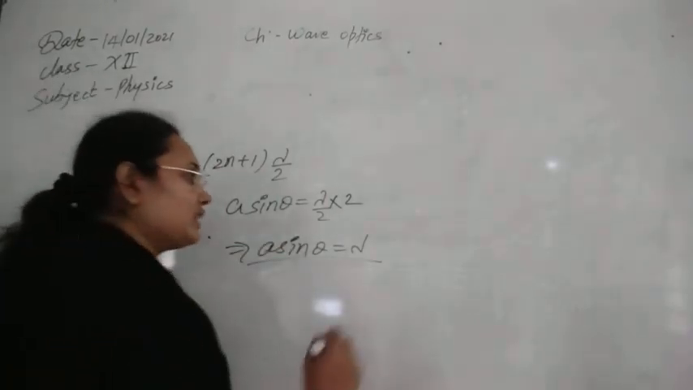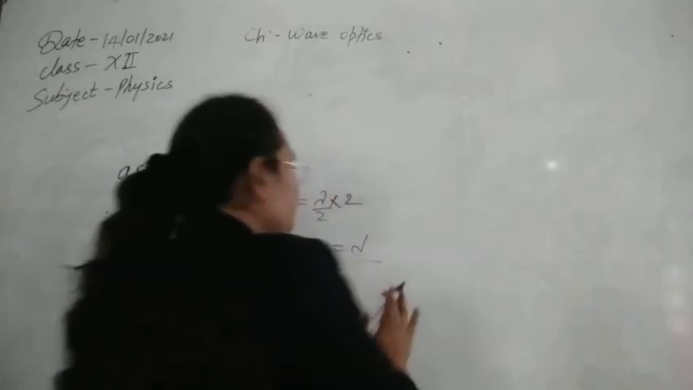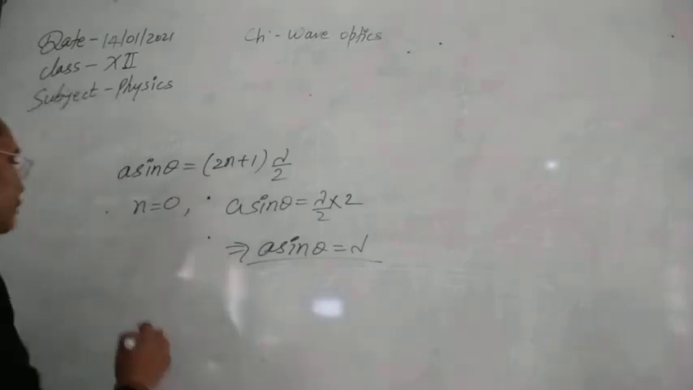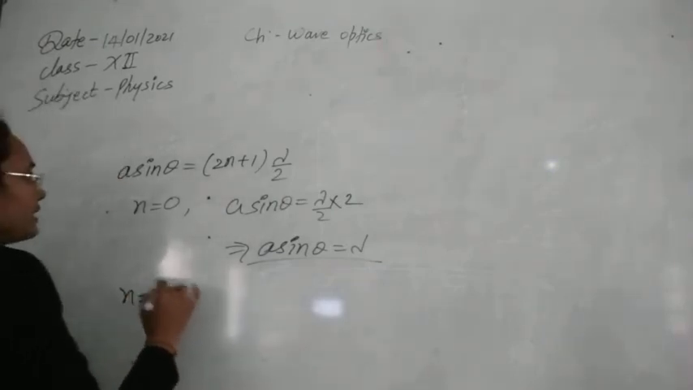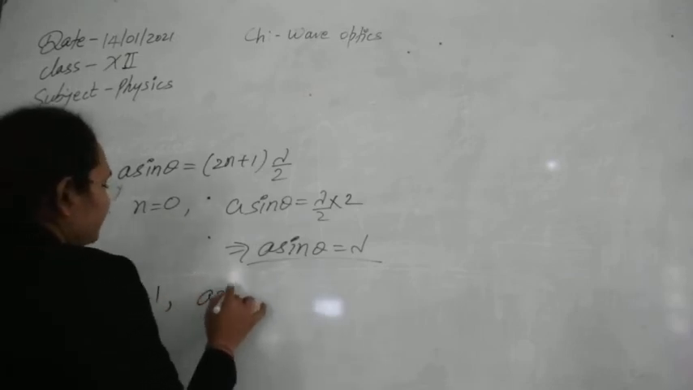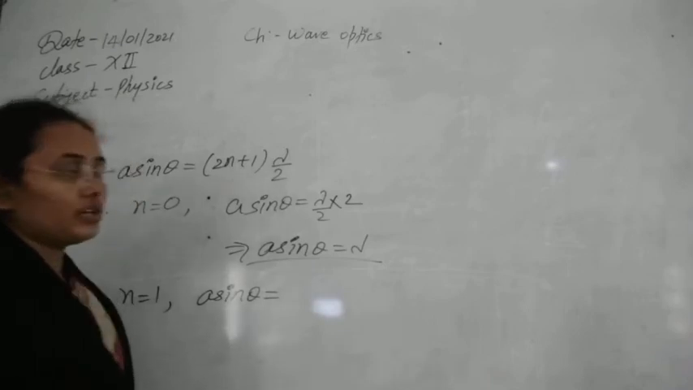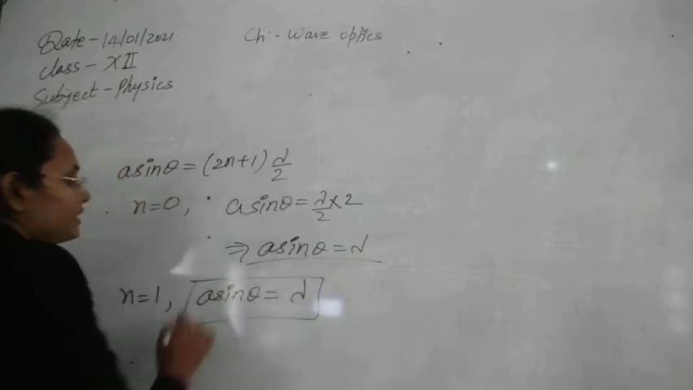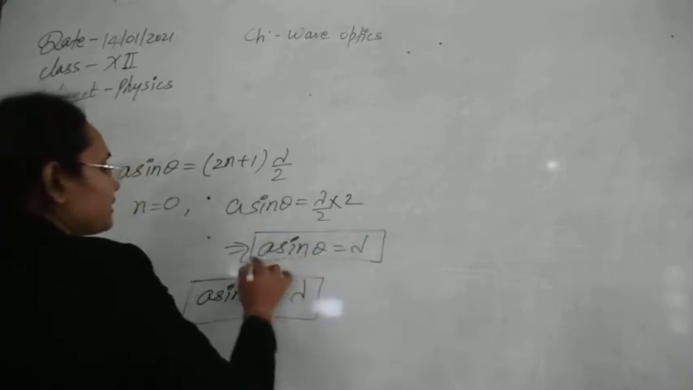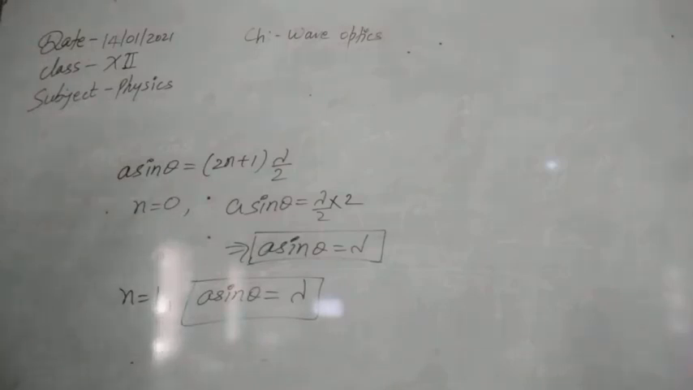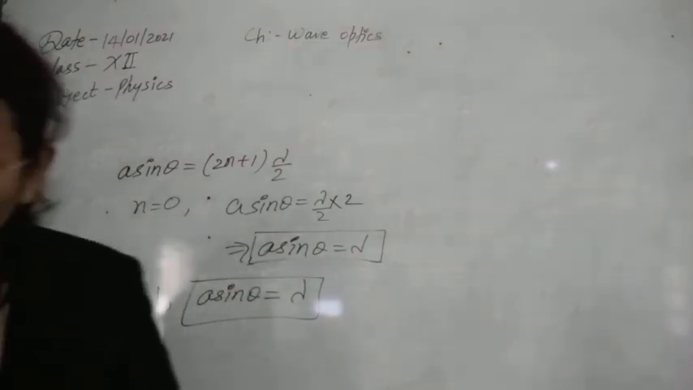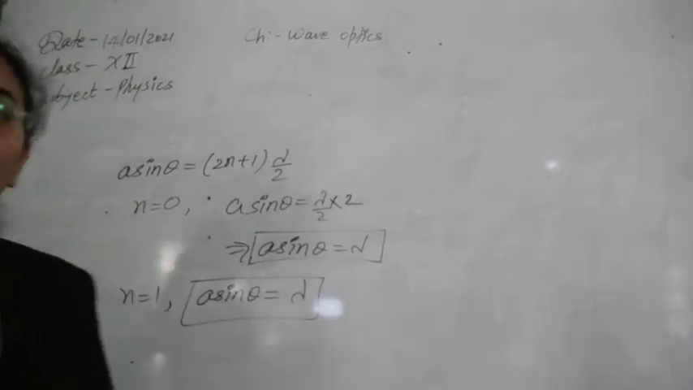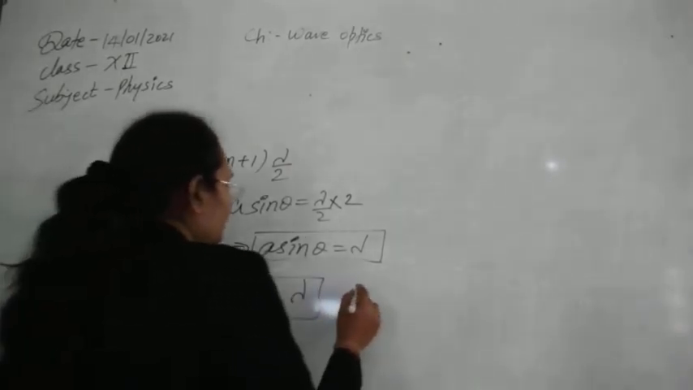For the condition of the first minima, n is equal to 0 is not possible for the dark fringe. So the only possibility for the dark fringe is n is equal to 1. So for n is equal to 1, the condition of minima is a sin theta is equal to n lambda. With n value 1, we get a sin theta is equal to lambda. So from both of the cases you can see this. And as we have minima on both sides, the separation between the two minima on both sides will be equal to 2 lambda.